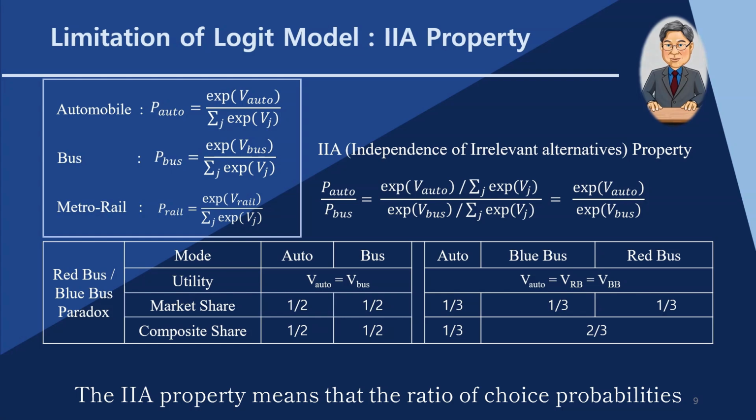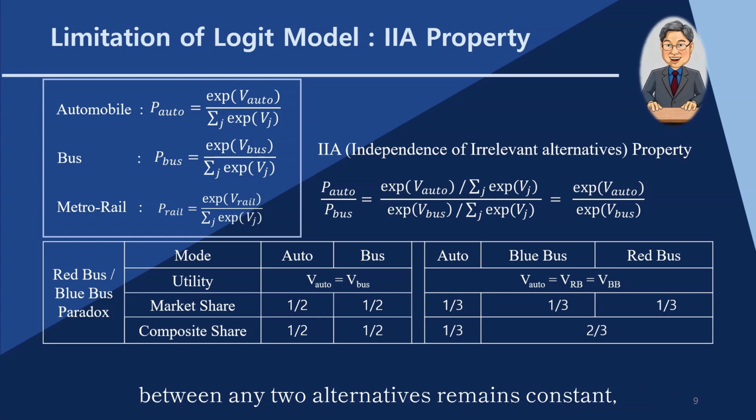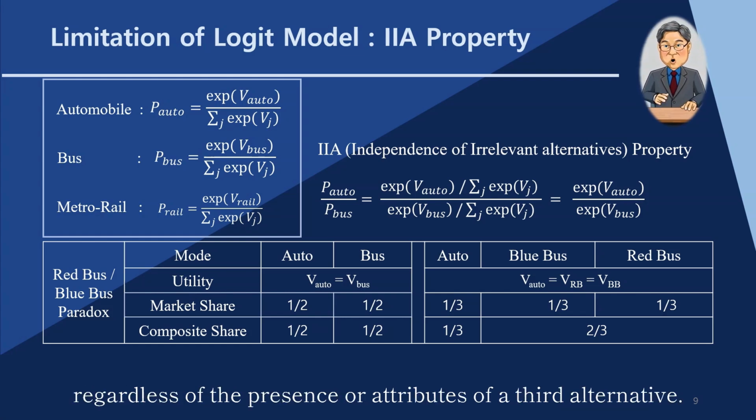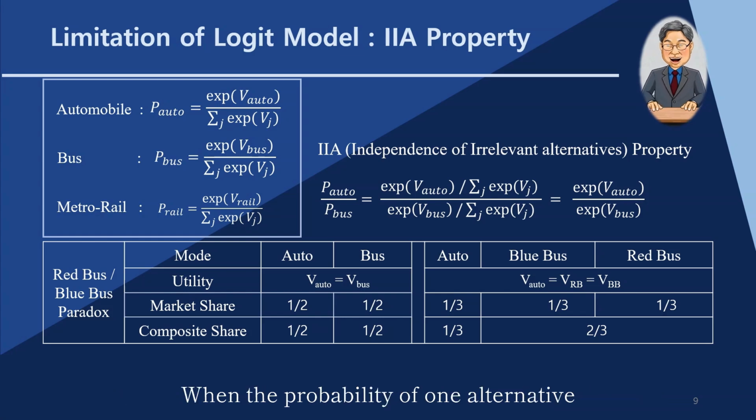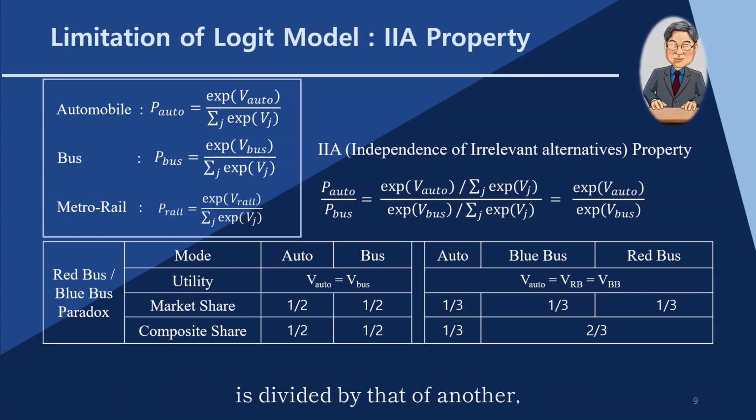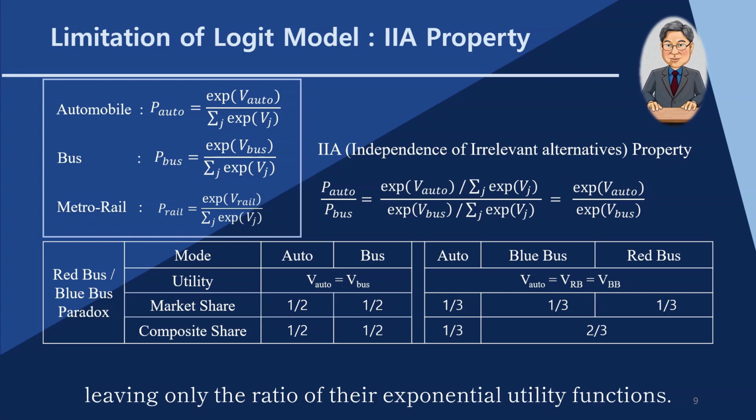The IIA property means that the ratio of choice probabilities between any two alternatives remains constant, regardless of the presence or attributes of a third alternative. This can be clearly demonstrated from the Logit formula. When the probability of one alternative is divided by that of another, the common denominator cancels out, leaving only the ratio of their exponential utility functions.